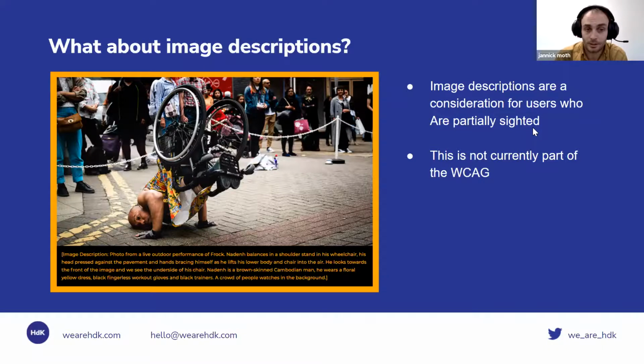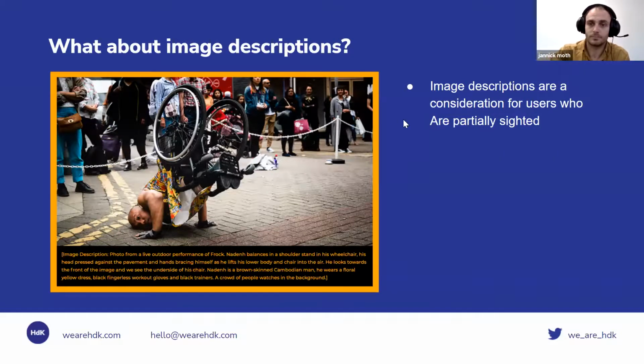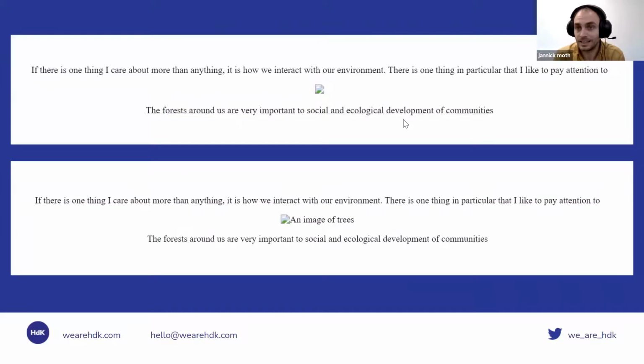So this one says: photo from a live outdoor performance, Nadan balances in a shoulder stand in his wheelchair, his head pressed against the pavement and hands bracing himself as he lifts his lower body and chair into the air. He looks towards the front of the image and we see the underside of his chair. Nadan is a brown-skinned Cambodian man. He wears a floral yellow dress, black fingerless workout gloves and black trainers. A crowd of people watches in the background. So this is an image description because it describes what's in it. I'm just going to go back. For an alt tag, you just need the structural content and how it relates to the content around it.